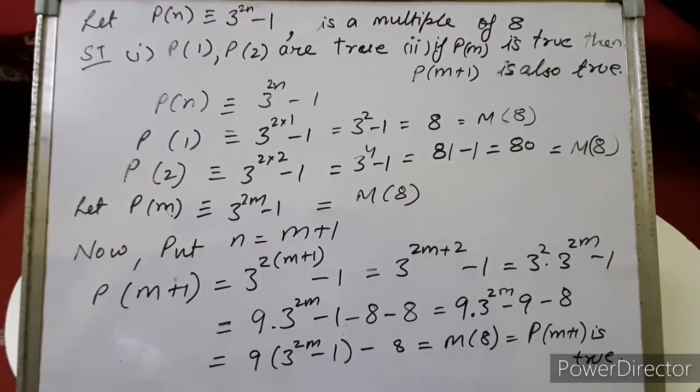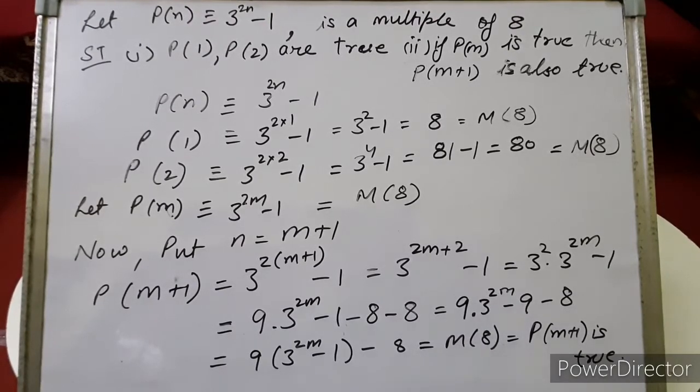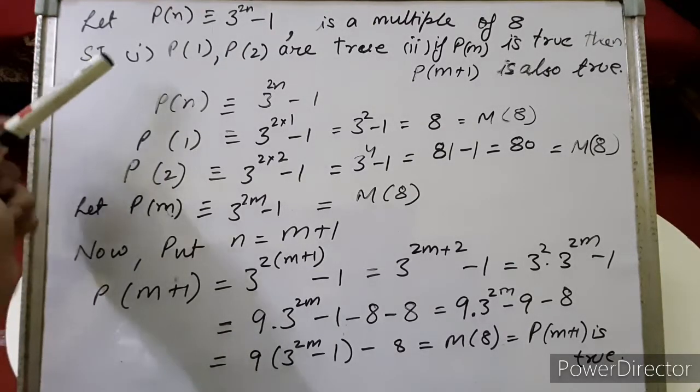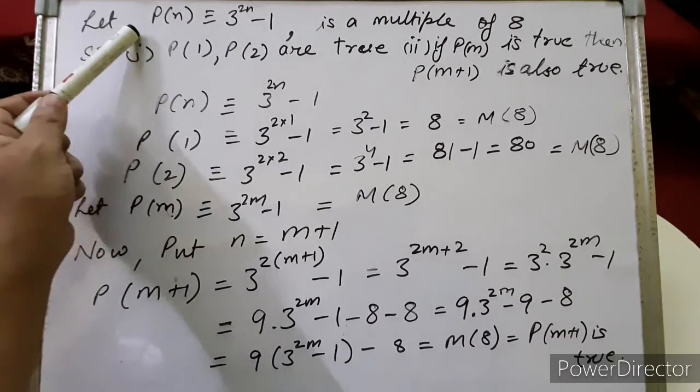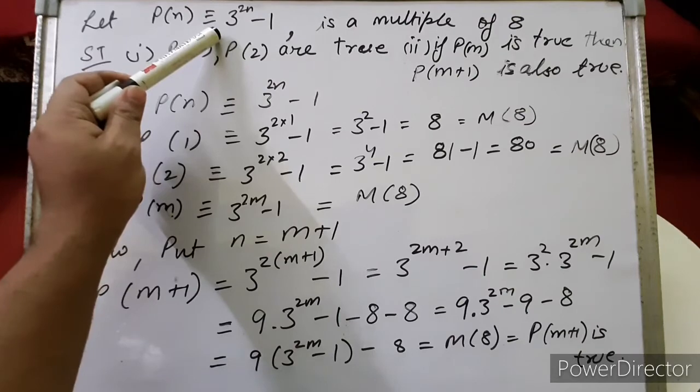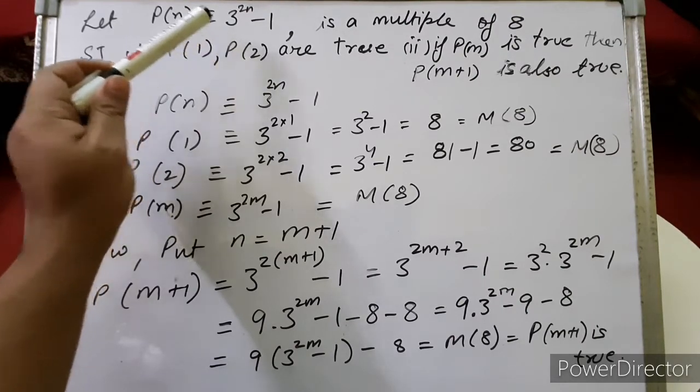Now let's see another sum, children. In this sum, the question says: let Pn be equivalent to 3 to the power 2n minus 1. Right? 3 to the power 2n minus 1 is a multiple of 8, is a mathematical statement. And we have to show that the statement is true for P1 and P2. That means when n equals to 1 and when n equals to 2, the statement is true. That means this term will be divisible by 8. Right?